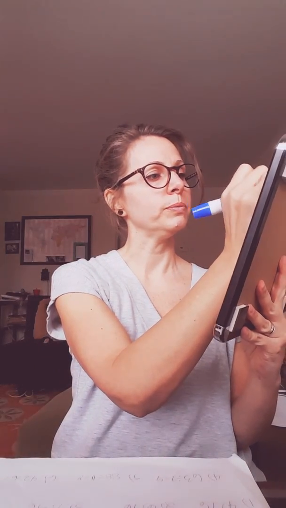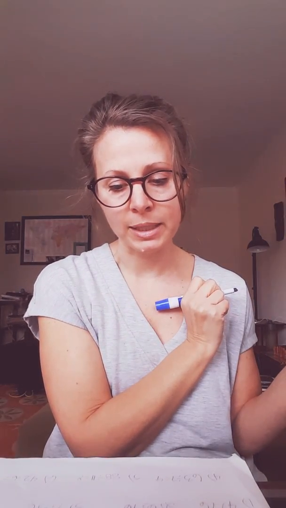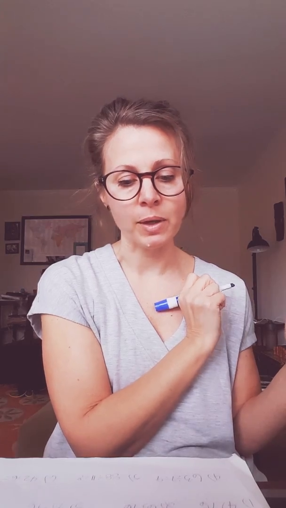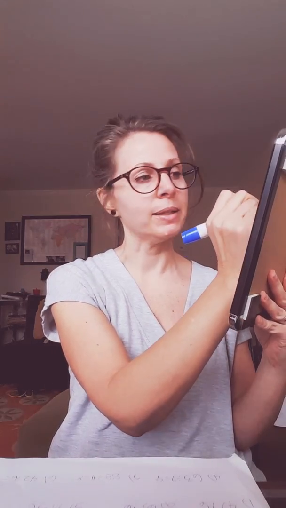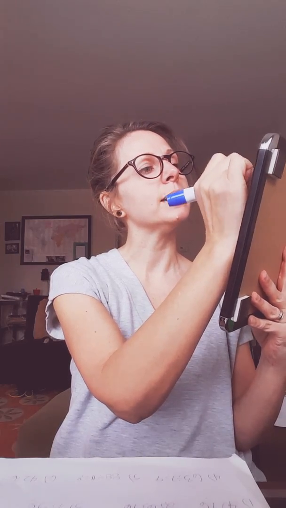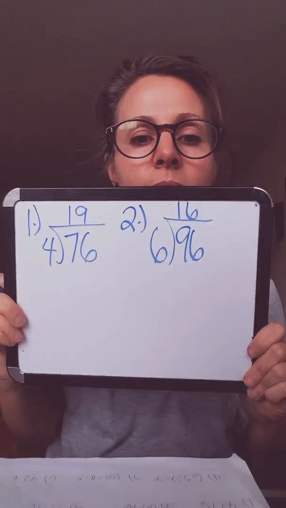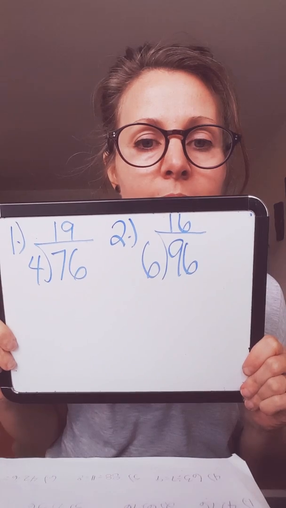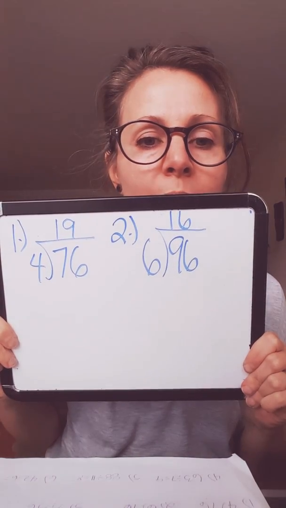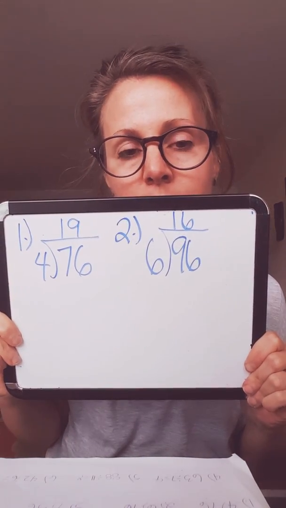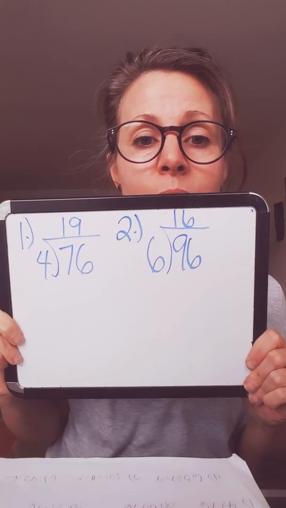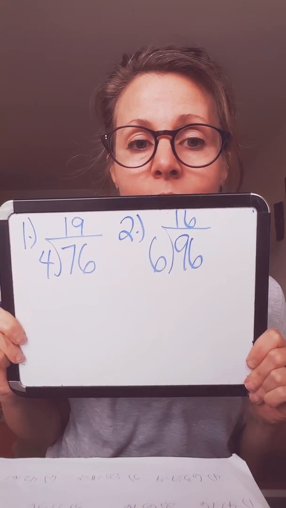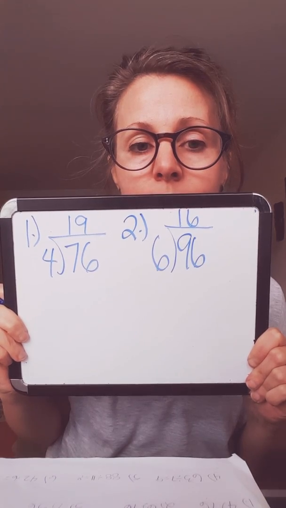Number 2, I want you to write like a diving board also. 96 divided by 6 is 16. Okay, that's number 2. And anytime that I'm going too fast for you, just pause it and write down what you need to write down. You're going to sort this on your own, so for right now, just write down the problems. Okay?